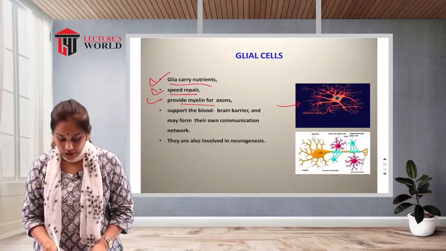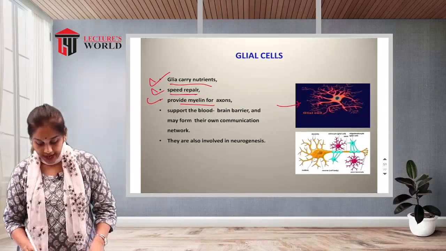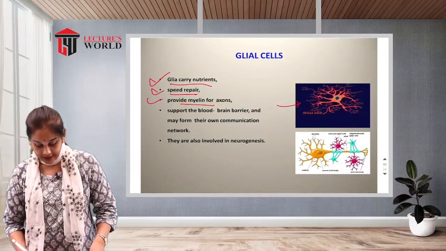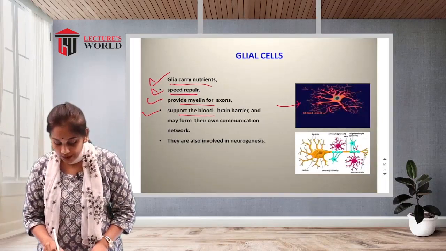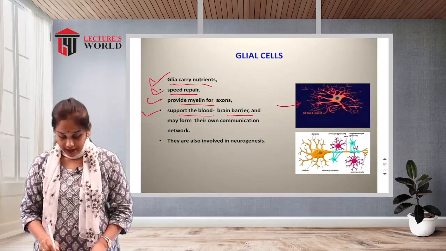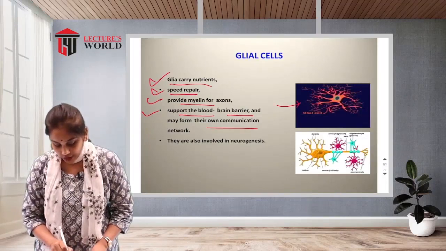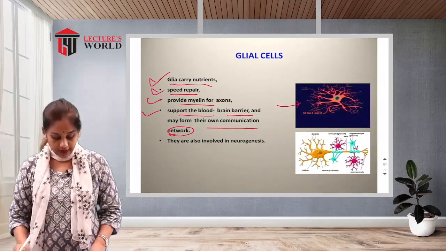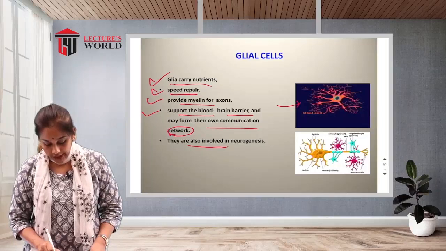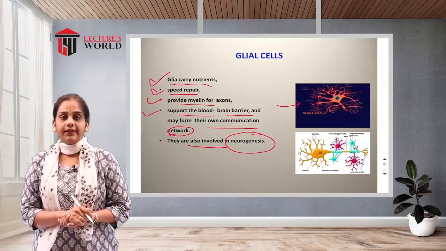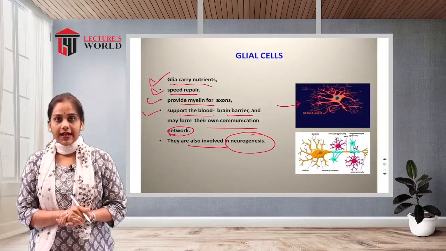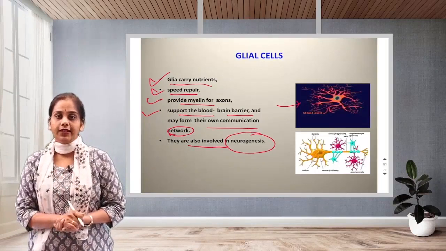They provide the myelin for the axons. Okay, here it gives myelin to the axons. Then they support the blood brain barrier, may form their own communication network as well, and are also involved in neurogenesis. So it is helpful for the nervous system. Glial cells give support to the neurons.